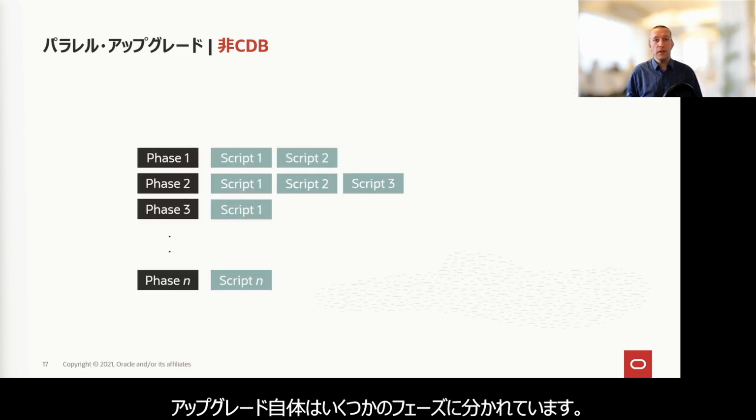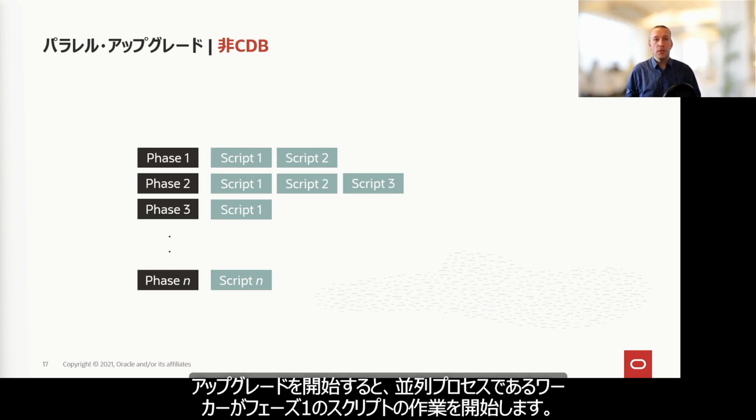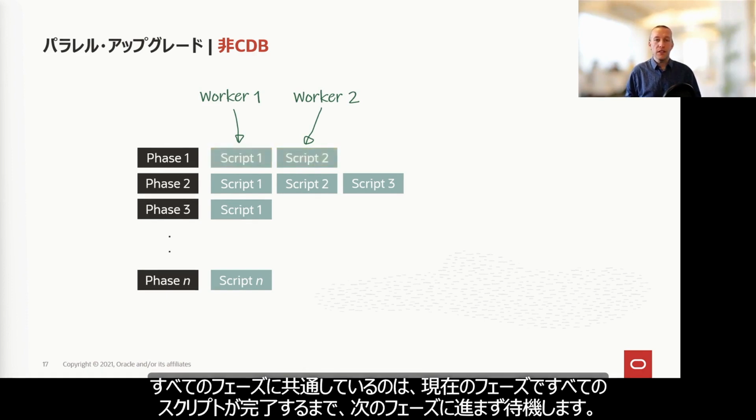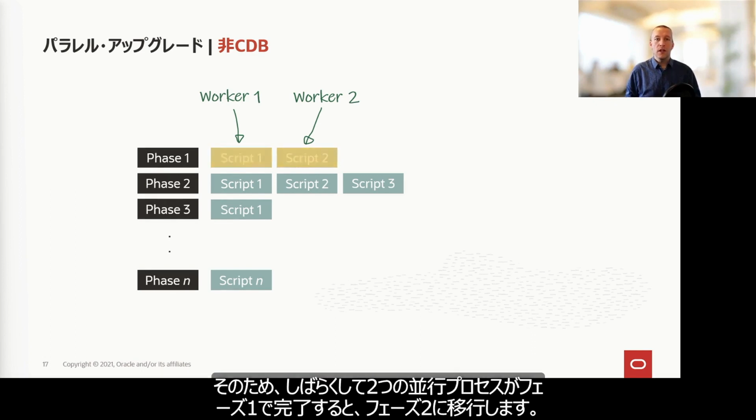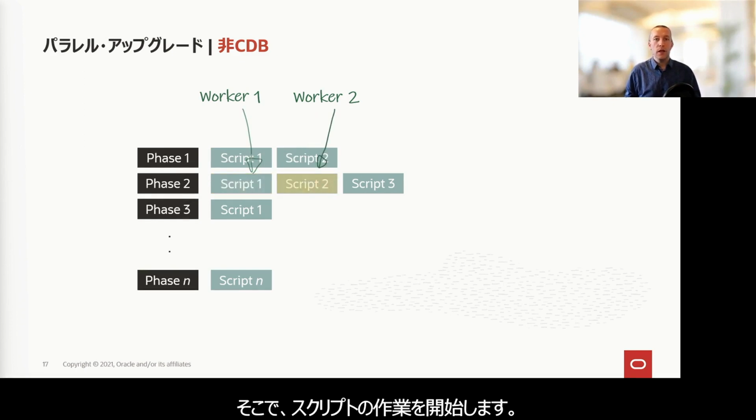The upgrade itself is divided into a number of phases. Each of the phases contains a number of scripts. When you start the upgrade, the parallel processes, or the workers, will start to work on the scripts in phase number 1. Common to all the phases is that the upgrade can't proceed to the next phase until all the scripts have completed in the current phase. So in a little while, when the 2 parallel processes are done in phase 1, they will move on to phase number 2. They'll start working on the scripts there.